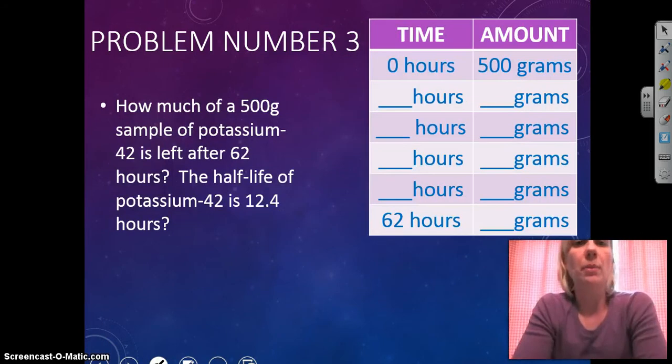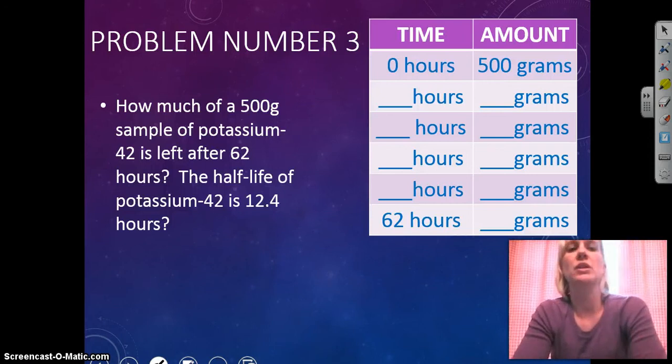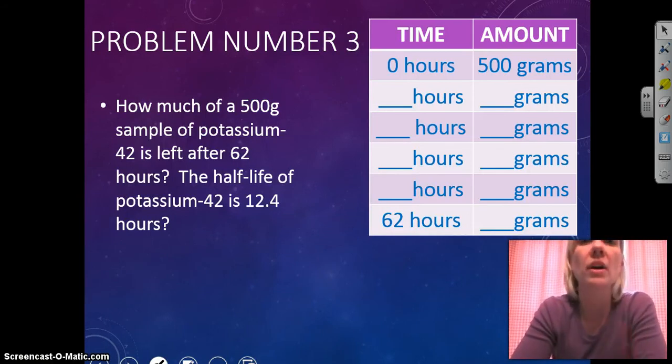All right, problem number 3. How much of a 500-gram sample of potassium-42 is left after 62 hours? The half-life of potassium-42 is 12.4 hours. Now this time, I'm not going to solve this with you. You're going to solve this, and you're going to go over this as a warm-up in class.